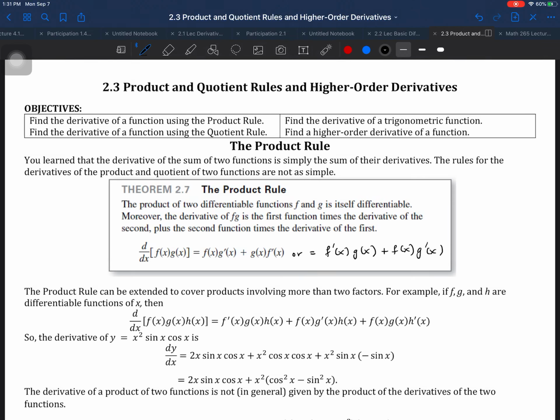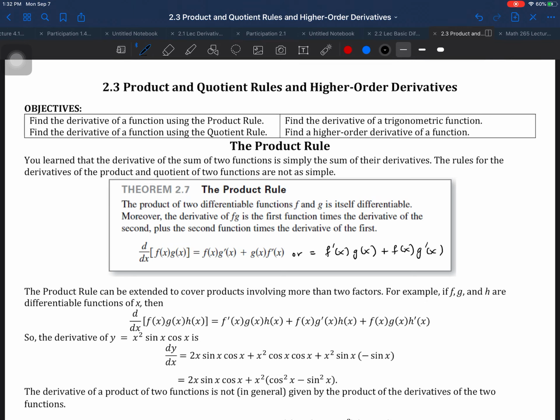Hello everyone, we're going to continue today with 2.3. We're going to talk about the product and the quotient rules and higher order derivatives. The objectives that we'll discuss will be: find the derivative of a function using the product rule, find the derivative of a function using the quotient rule, find the derivative of trigonometric functions, and find a higher order derivative of a function. So we'll begin by talking about the product rule.